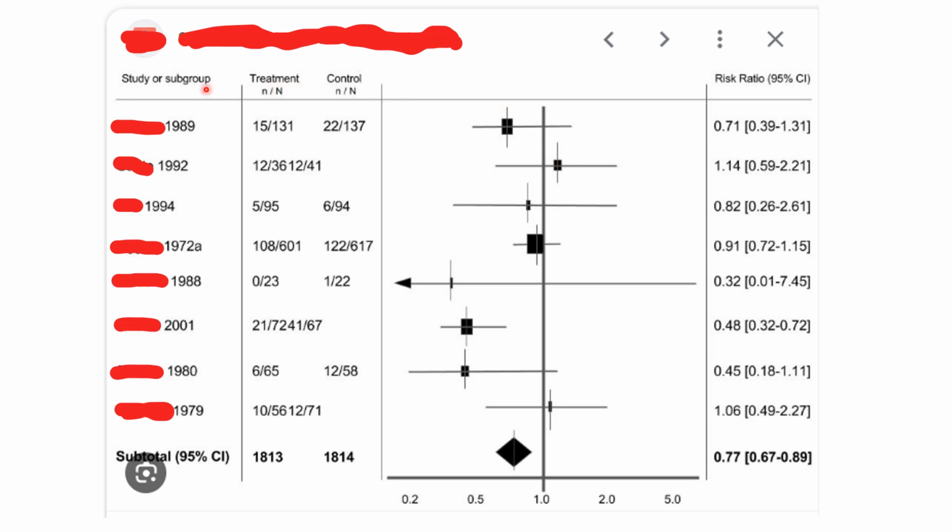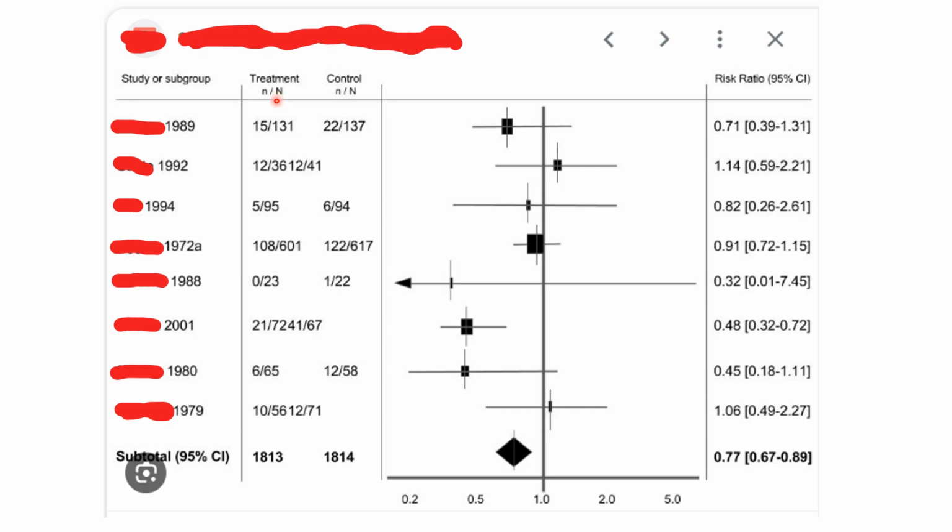If you go to the top, this whole thing is arranged in groups, with rows and columns. In the row, the first item is study or subgroup. All these are studies that were conducted in different years, the earliest being 1979 and the latest being 1989. They're always arranged in chronological order, top to bottom or bottom to top.